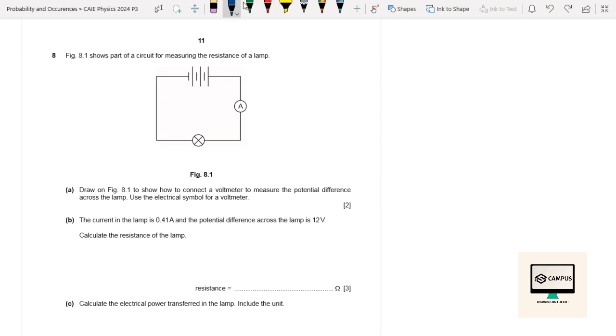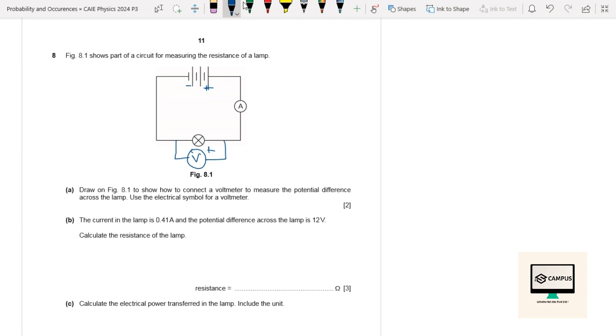So it's a 2 mark question. We remember the symbol of the voltmeter, but first of all, the voltmeter is always connected in parallel to measure the potential difference across the load. So this is the symbol for the voltmeter. We also need to mark the polarity. This is positive, this is negative. So as it is placed in parallel, this side would be positive.